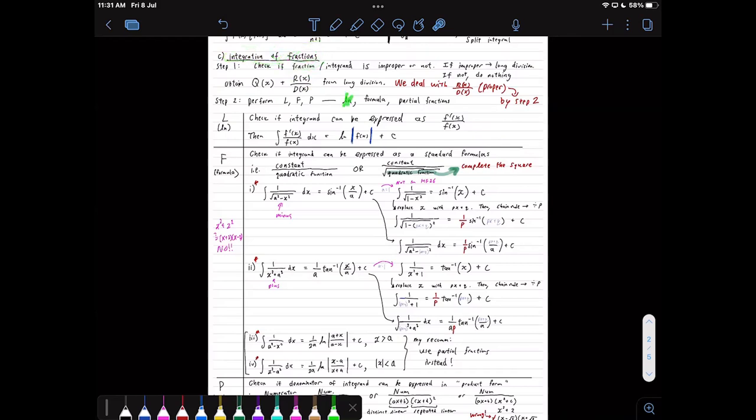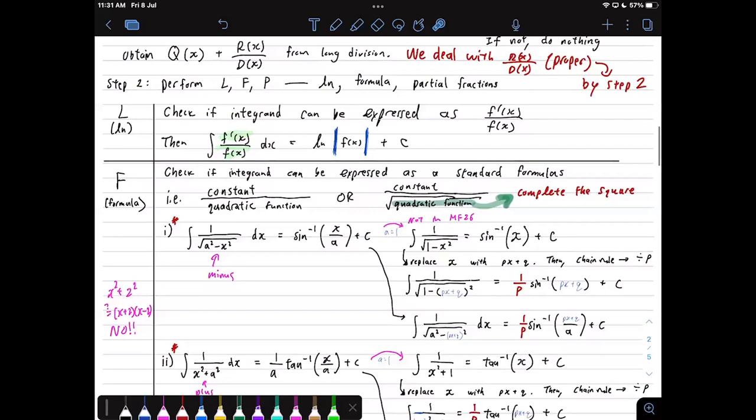Use the ln formula, or use a standard formula, or use partial fractions. For ln, you check whether you get f prime of x over f of x, that is, whether your fraction is in the form of f prime of x divided by f of x. If it is, then you just integrate it straight away to get ln of the modulus of f of x.